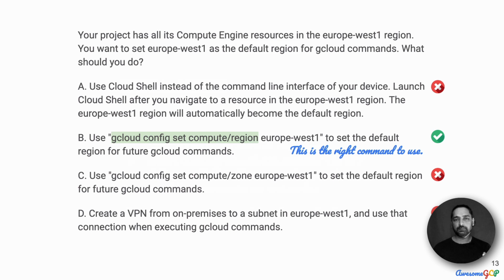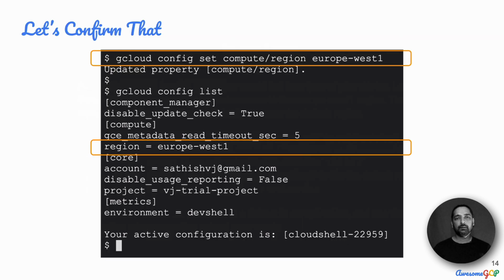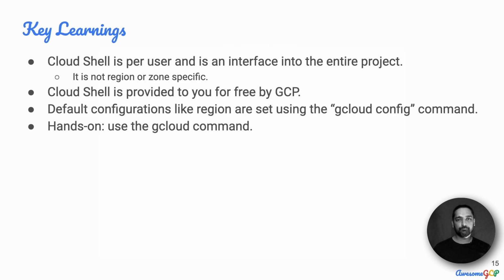Now that we've eliminated the others, the right one would be option B, which is to set the default region using GCloud config set compute region and give the region name. Let's try that and see if it actually works. So first, we've set GCloud config set compute region Europe West 1 in our Google Cloud Console. And now when we do a listing, it says the region is Europe West 1. So using that command, we have been able to set the default region.